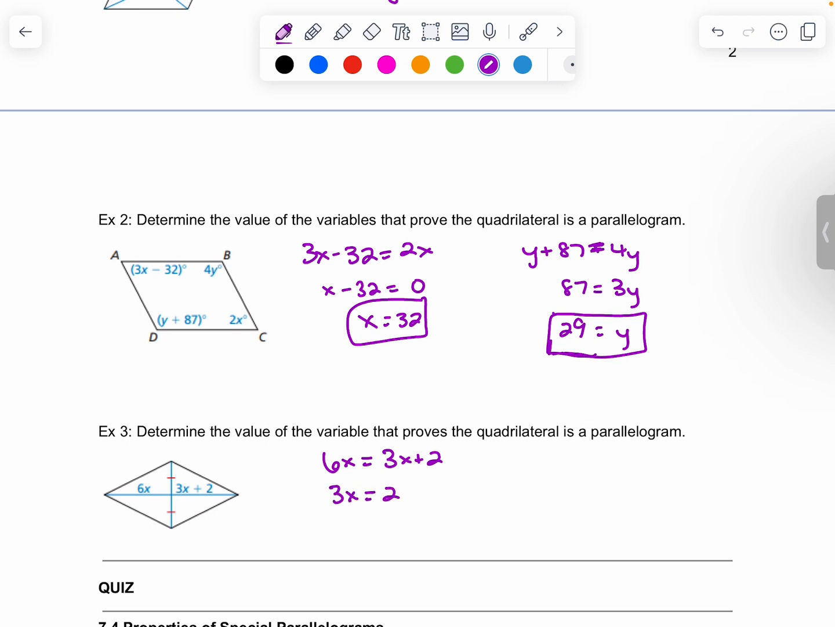This one, it's all right to have a fraction. We don't care. Not a big deal. And x equals 23. So as you guys can see, the properties of parallelograms and proving that you have a parallelogram, those are tied very hand in hand together. So it makes sense that we have all of this together in one.